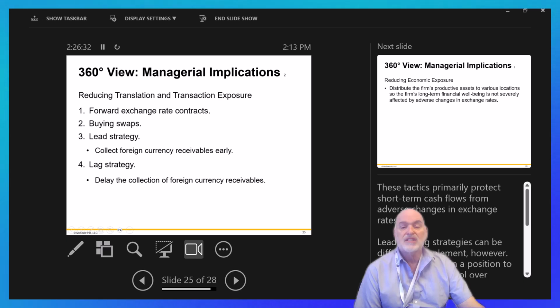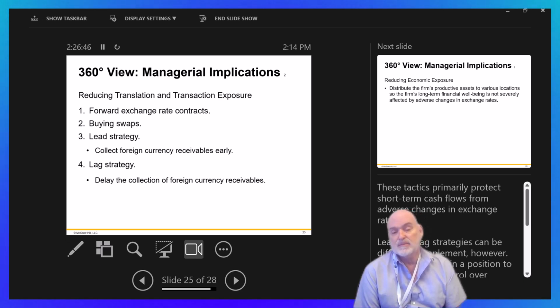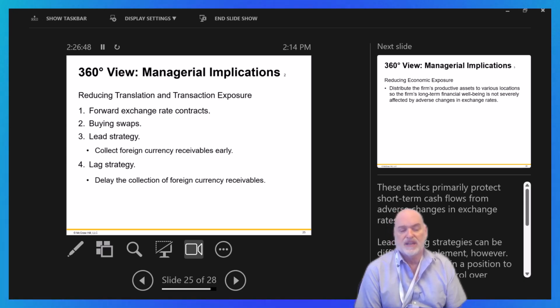Reducing translation and transaction exposure. You do this through forward exchange rate contracts, buying swaps, and then you have something called a lead strategy, where you collect foreign currency receivables early and thus prevent them from fluctuating or changing in value. And then you have a lag strategy. This is to delay the collection of foreign currency receivables, particularly if the currency valuations are going down.